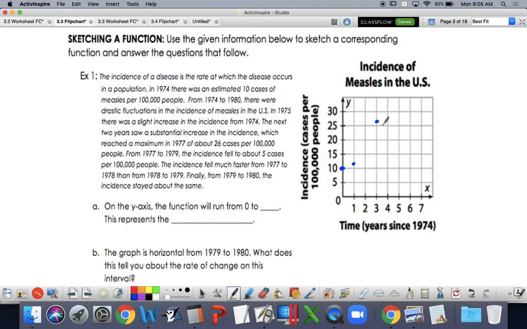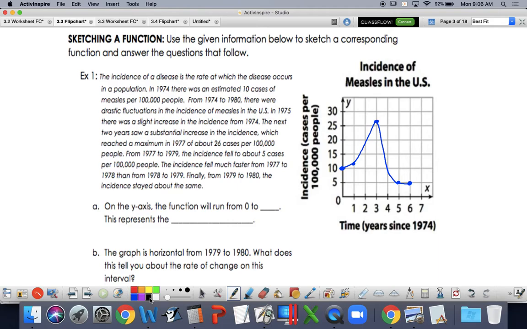From 1977 to 79, the incidence fell to about 5 cases per 100,000 people. The incidence fell much faster from 1977 to 1978 than from 1978 to 1979. Perfect. So by 1979, which is at 5 years, we're up here at 5. And it said that it fell more drastically within the first of those 2 years. Finally, from 1979 to 1980, the incidence stayed about the same.